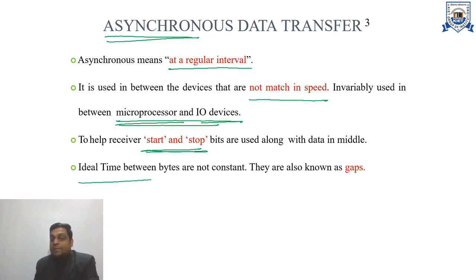Idle time between the bytes is not constant. These gaps are used, which means there is a need of idle time. It may be constant, it may not be constant. Maybe this time gap, maybe this time gap, maybe this time gap. It may be possible. Okay.